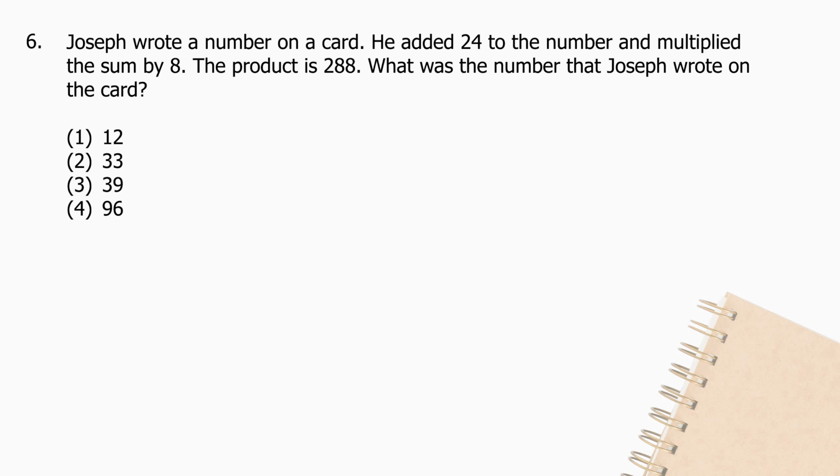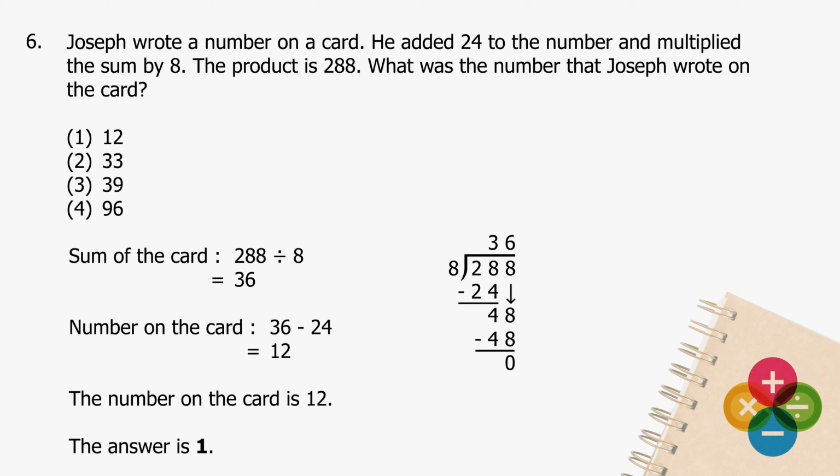Question 6. Joseph wrote a number on a card. He added 24 to the number, and multiplied the sum by 8. The product is 288. What was the number that Joseph wrote on the card? The sum will be divide 288 by 8, and the quotient is 36. The number on the card will be subtract 24 from 36, and the difference is 12. The number on the card is 12. The answer is 1.